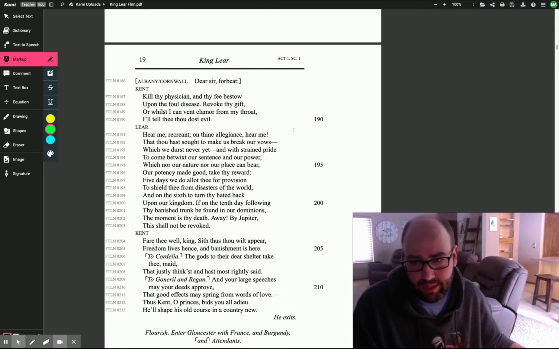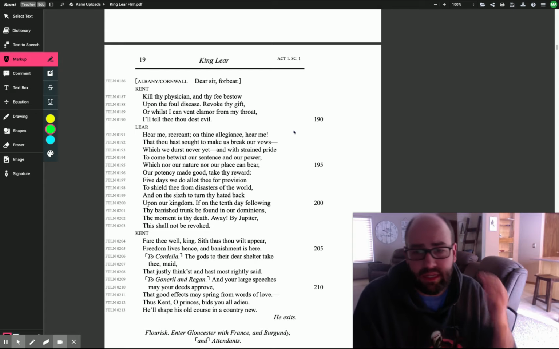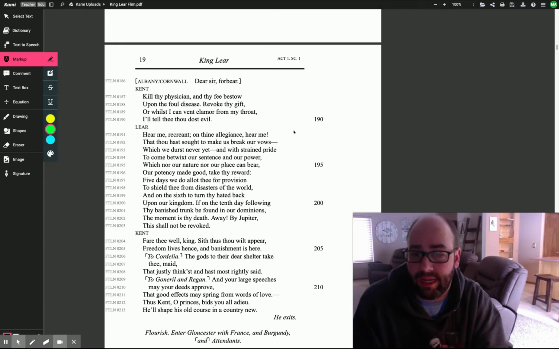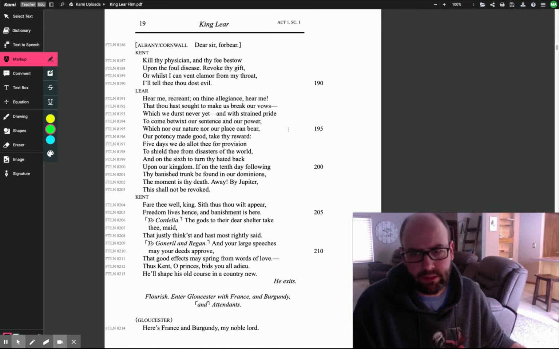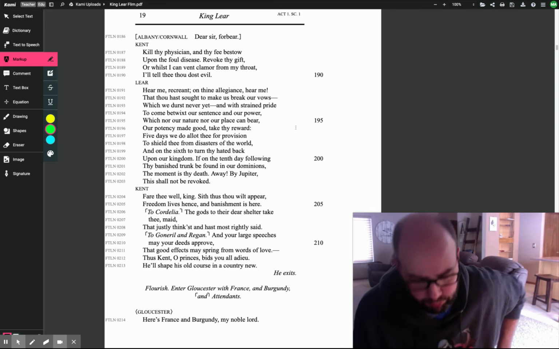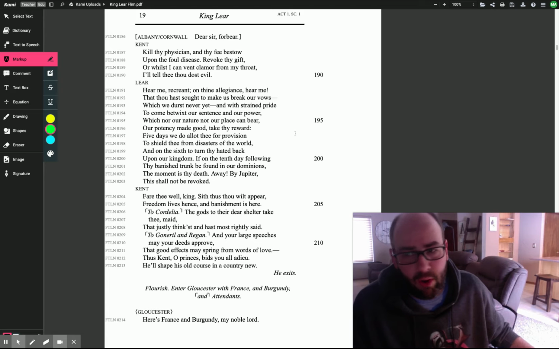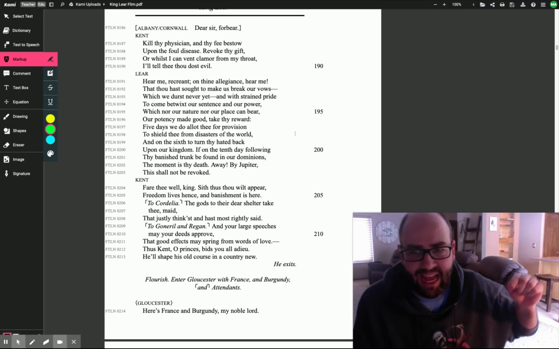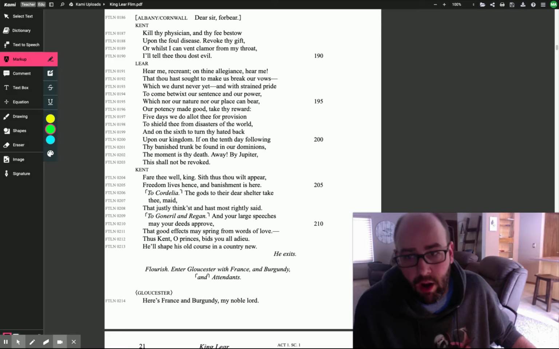Kent says, kill the physician, and thy fee bestow upon the foul disease. Revoke thy gift, or whilst I can vent clamor from my throat, I'll tell thee thou dost evil. Hear me, recreant, on thine allegiance hear me, that thou hast sought to make us break our vows, which we durst never yet, and with strained pride to come betwixt our sentence and our power, which not our nature nor our place can bear, our potency made good.